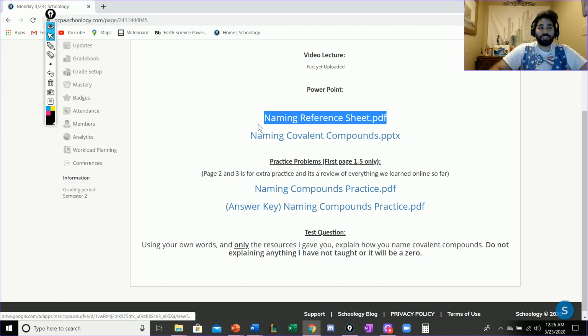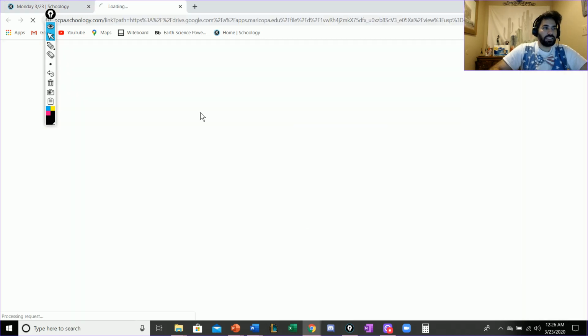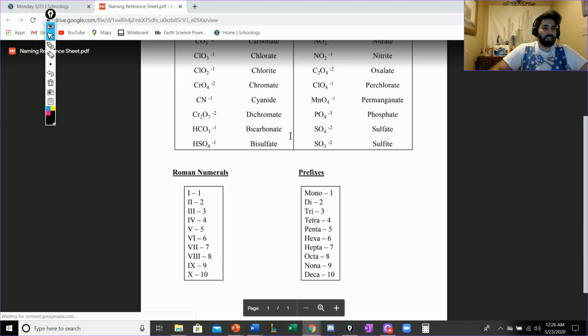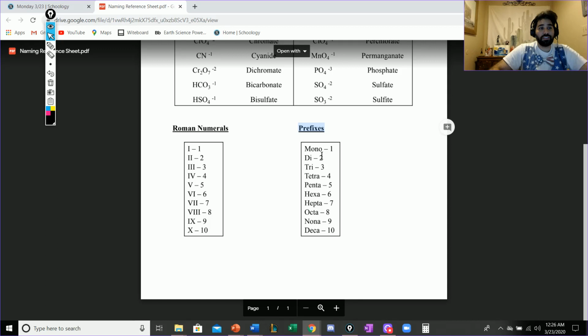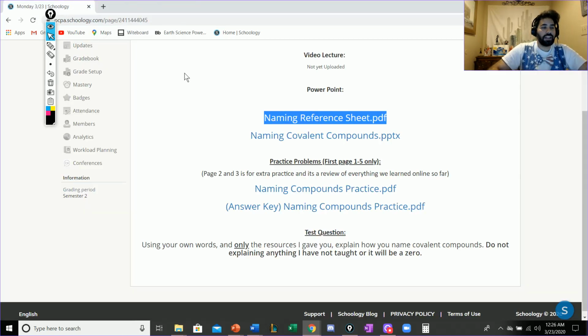This is the reference sheet. You guys need this reference sheet. The only part of the reference sheet you really need is down here in the bottom right where it says prefixes. You need to know these prefixes. You don't need to memorize them because it's an online class. You can always have that open right next to you while you're taking the test.